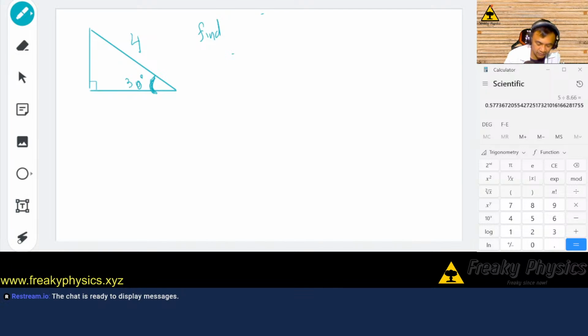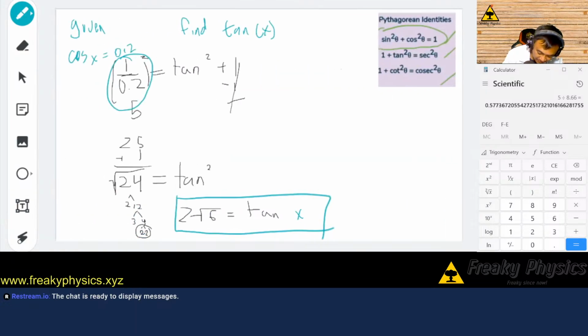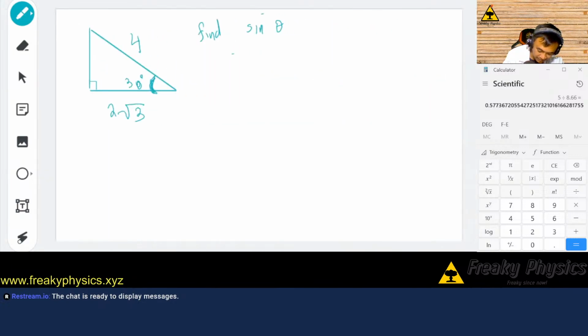Actually, I better give you another value. Hold on. Let me think. Which one do I give? Okay, this one's correct. 2 square root of 3. I think if we have time, we'll do special angles, but otherwise we'll do that next time. All right. So given these, find sine theta and tangent theta.